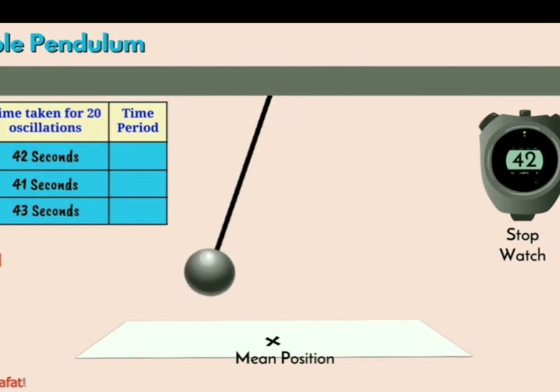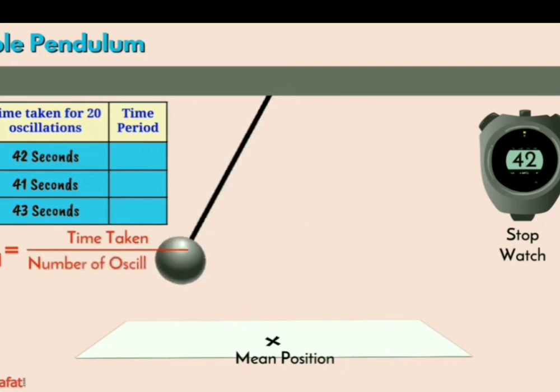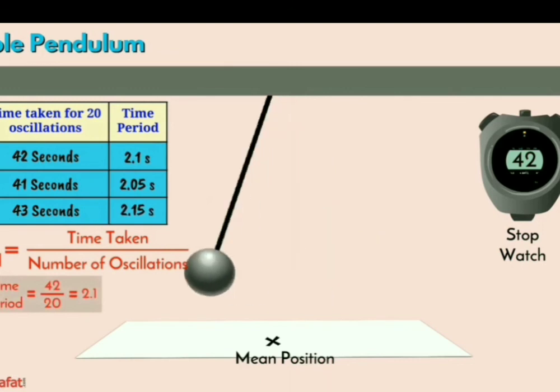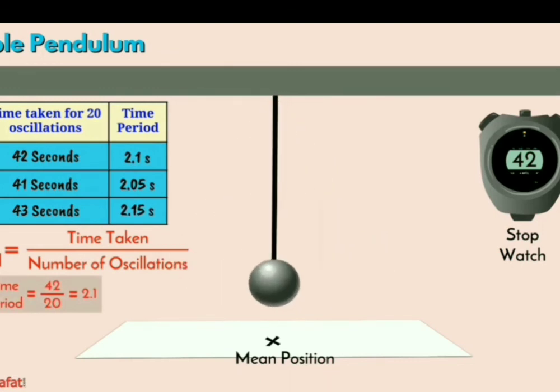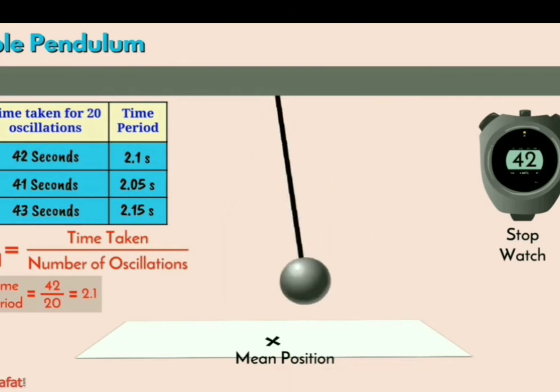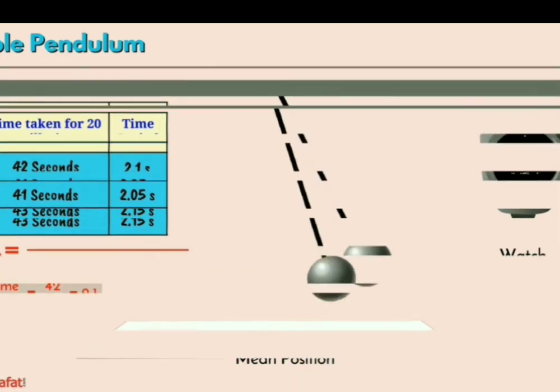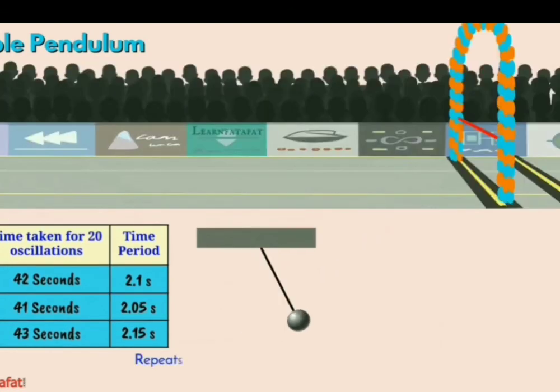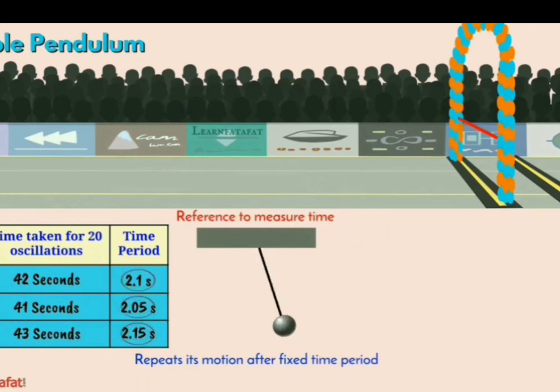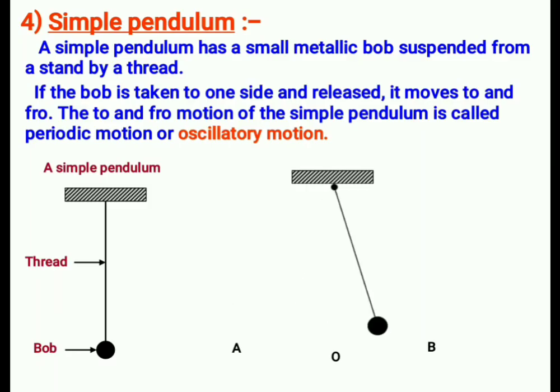And next we have to calculate the time period. To calculate the time period, we have the formula: time taken divided by number of oscillations. The number of oscillations we have counted is 20, and the time taken is 42 seconds. Hence we can write the time period.